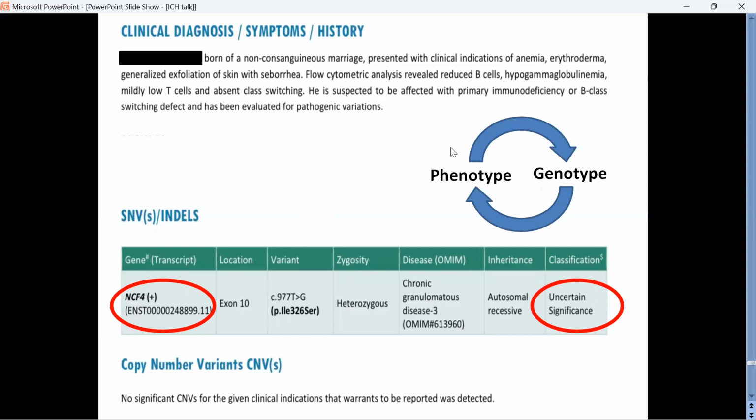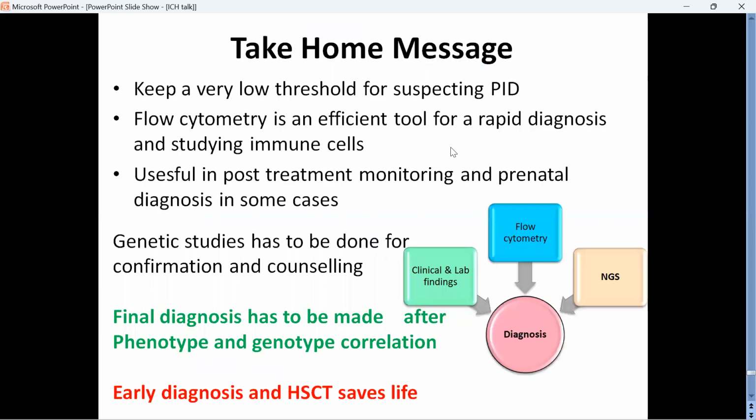Coming to the last slide, after a very lengthy lecture, the take-home message is to keep a very low threshold for suspecting PIDs, because PIDs are generally underdiagnosed. Always screen the patient for PID when you have repeated infections at unusual sites or unusual organisms causing infections. Flow cytometry, as I told, is an efficient tool for rapid diagnosis and studying the diverse immune cells.